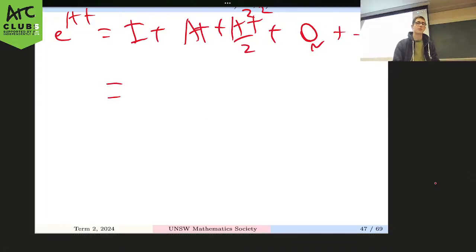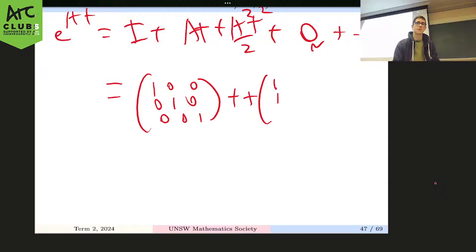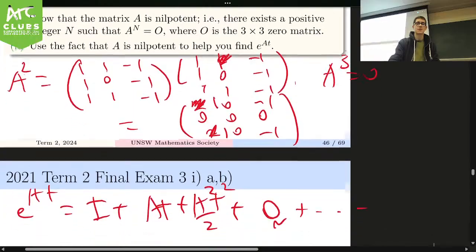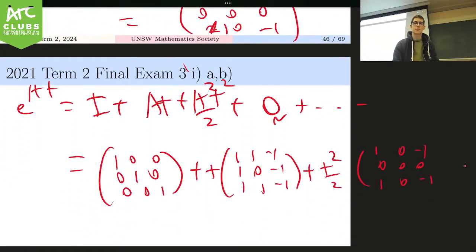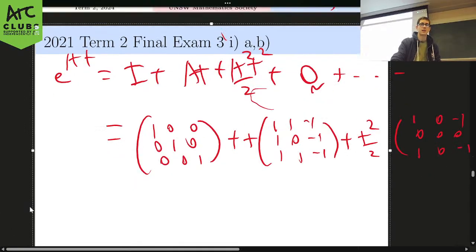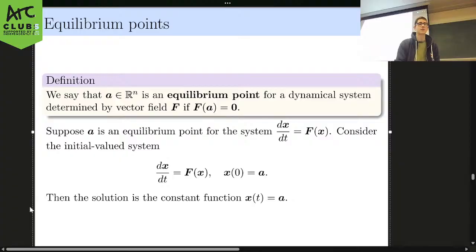So this is equal to 1, 0, 0 plus t times 1, 1, 1, 1, 0, 1 plus t squared over 2 times that 1, 1, 0, 0, negative 1, 0, negative 1. So if you expand all that out, what you would get is that exponential matrix that we want. So that's all we need to do in this case. Hopefully you can verify those calculations there. I don't see really a point of expanding on that now. Okay, let's move on.